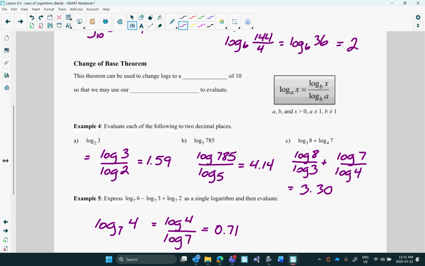So just to wrap this up, what do we use the change of base theorem for? We can change it into a division where both of the logs are base 10, which allows us to use our calculator.